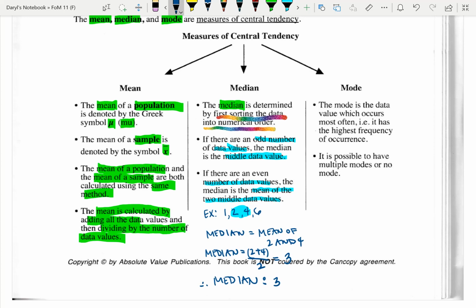And lastly, we have the mode. The mode is the data value which occurs most often, or one way of saying it is that it has the highest frequency of occurrence. It is possible to have multiple modes or no mode. Later on, we're going to go through some examples on how to identify the mean, median, and mode.